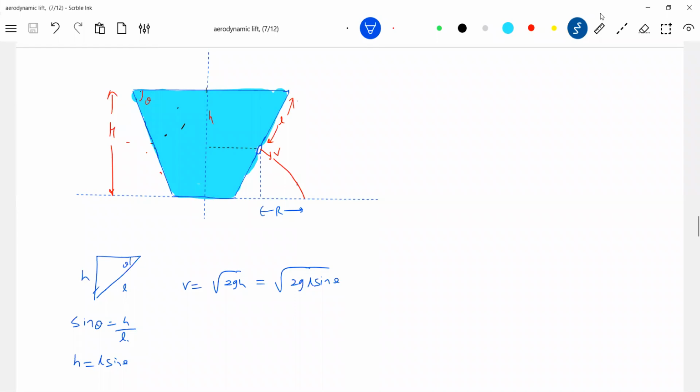Now, if this is theta, this will be theta, and this 90 minus theta. So this will be theta. Then h should be equal to v cos theta t plus g t square by 2. Solving this, we'll get the time. After getting the time, the range will be v sine theta into t.